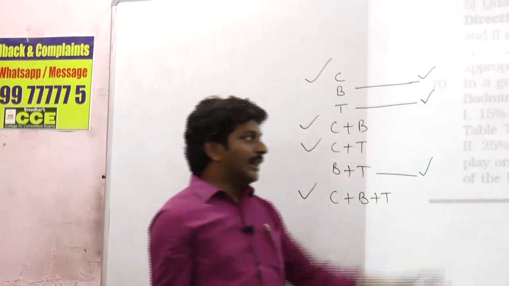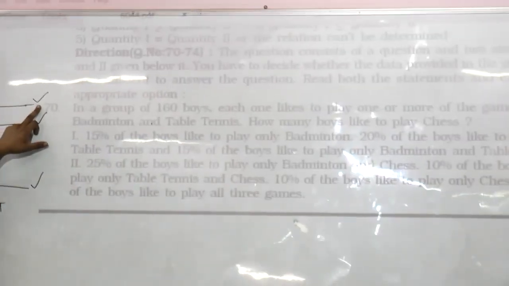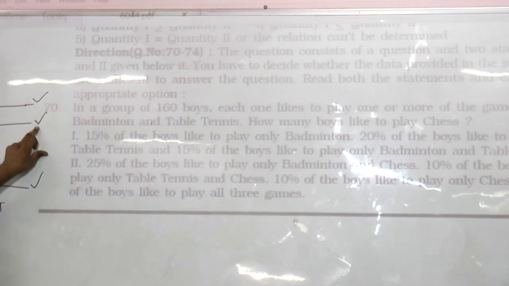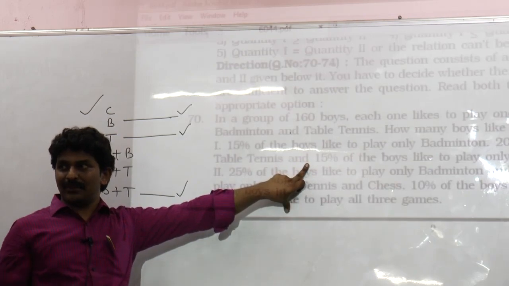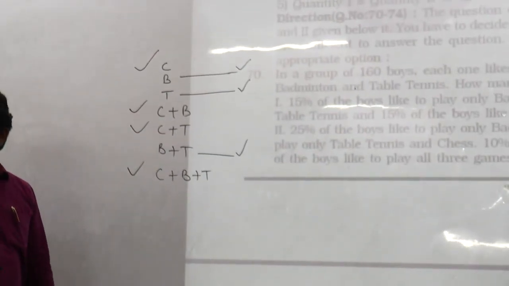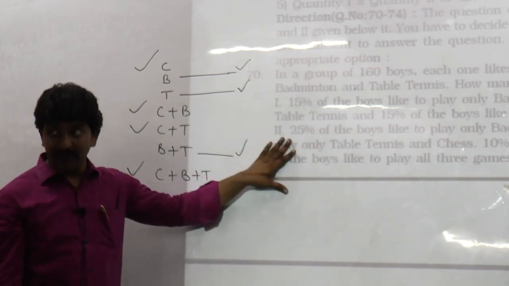Come on, first one. 15% of the boys like to play only badminton. This one. 20% of the boys like to play only table tennis. This one. 15% of the boys like to play only badminton and table tennis. This one. So far it is 50%. The other 50% like chess, obviously. Right? Next, 1 alone will give you answer.